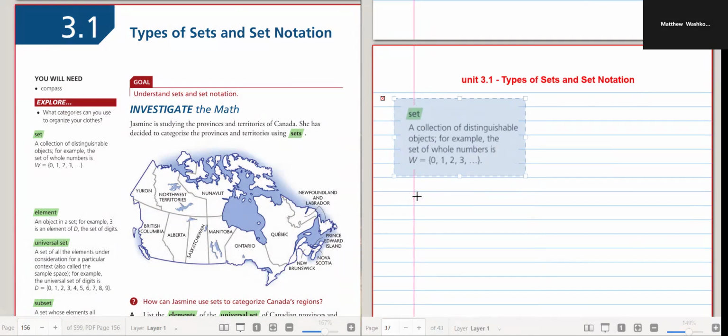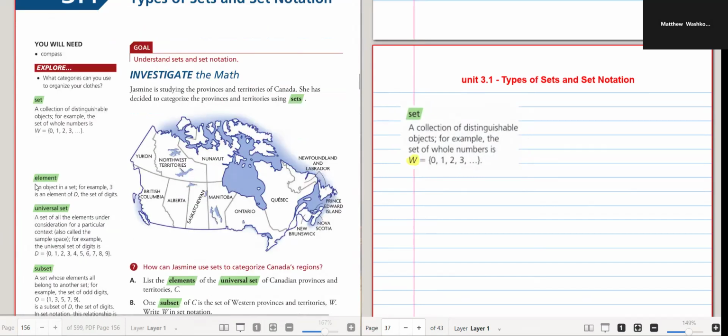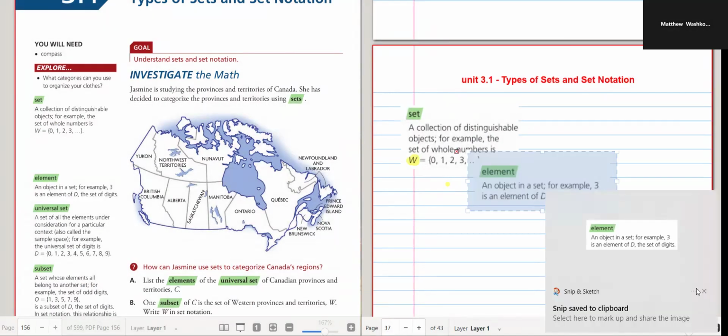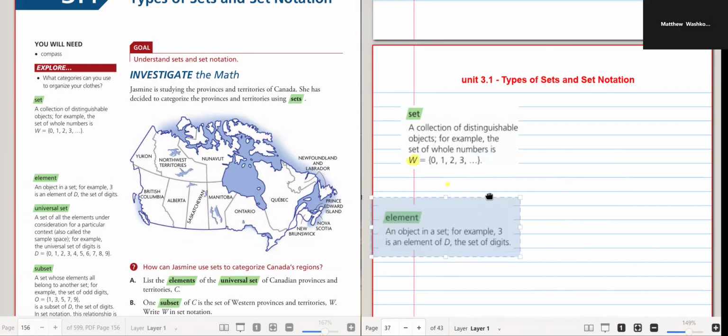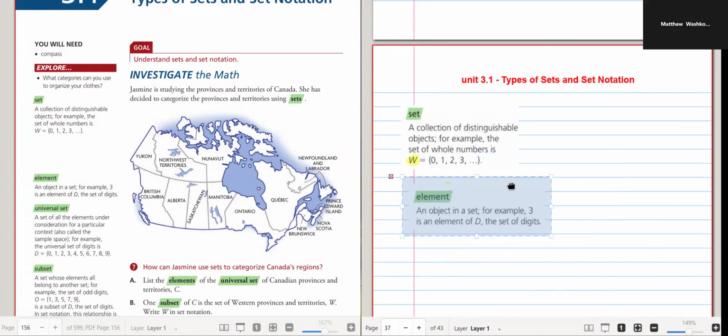So a set of distinguishable items. If we're using numbers, for example, it might be 0, 1, 2, 3. But I want you to really pay note to the letters that we're going to use here. It's a W. These are whole numbers, for example. We're also going to have elements, which is an object of a set. For example, 3 is an element of D.